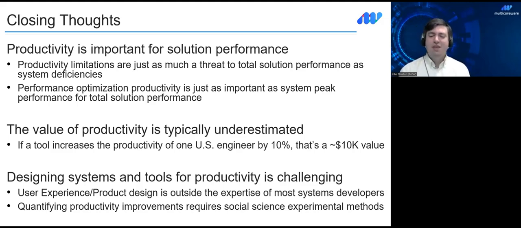We have gut feelings about these sorts of things, but gut feelings don't translate to CEO business sense very well. And coming up with quantitative measures of these systems is a challenge. It's something that at Multicoreware we are working on, but it is a challenge overall. So that is where I wanted to end with closing thoughts. This is not easy work to be done.